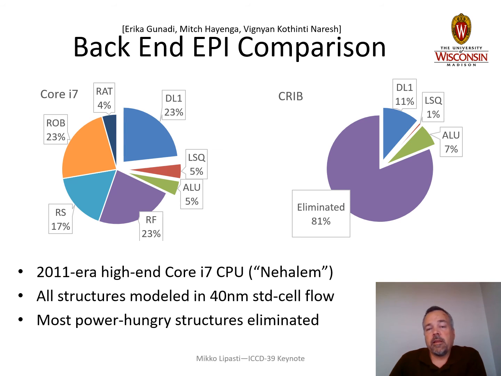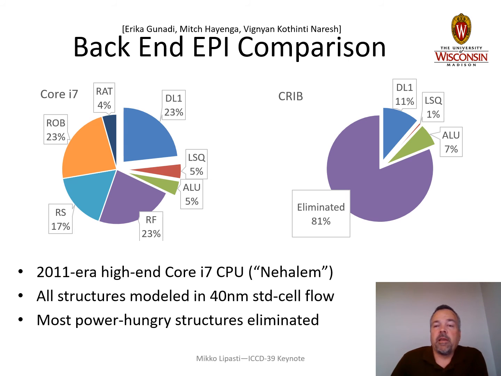Both the data cache and the load store queue are actually consuming a lot less power in the crib design, because we can utilize design approaches that are incompatible with conventional out-of-order pipelines, such as variable latency caches, using line buffers, and interleaved and banked load store queue structures that cause deadlock problems in conventional designs. And so those pieces of the pie actually shrink.